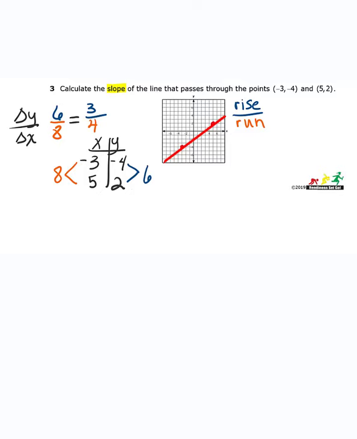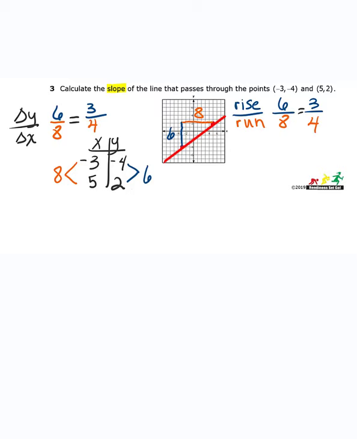And now that I've plotted my 2 points, I can find my vertical change, which is my rise. And I'm going up 1, 2, 3, 4, 5, 6. So my rise is a +6. And my run, I'm going to the right, 1, 2, 3, 4, 5, 6, 7, 8. So my run is 8. So my rise over my run is 6/8, which again can be simplified to 3/4.